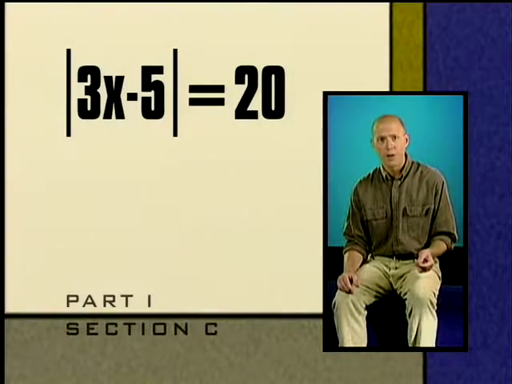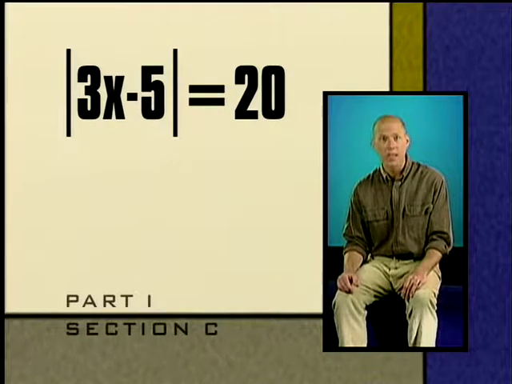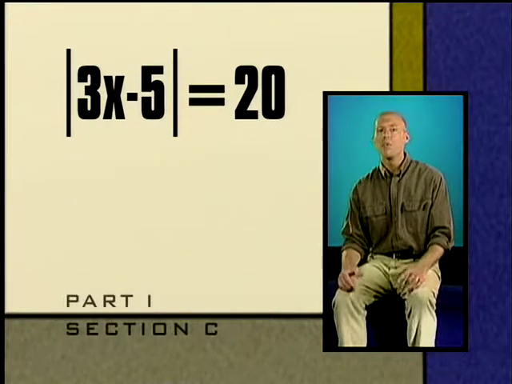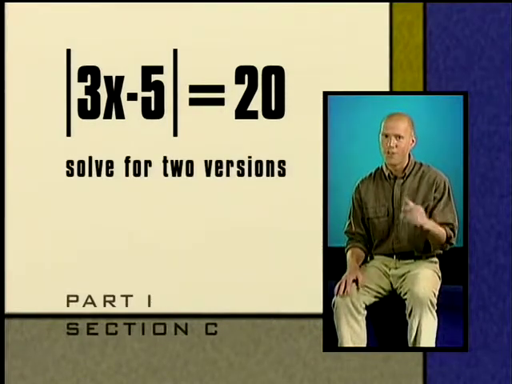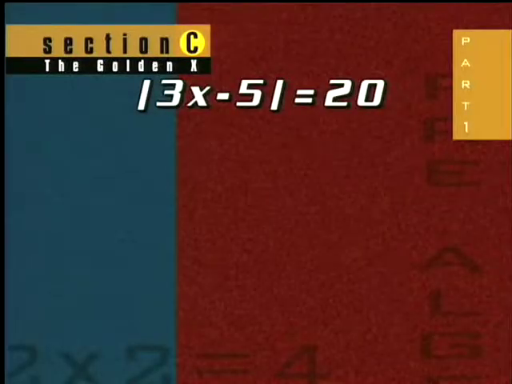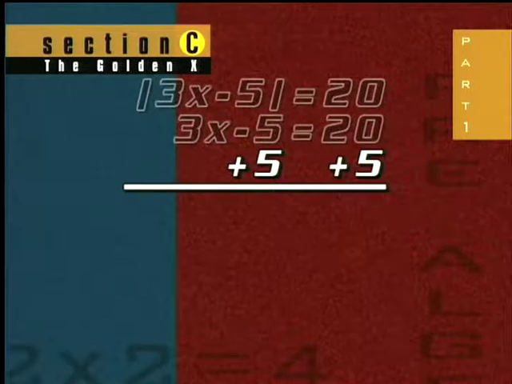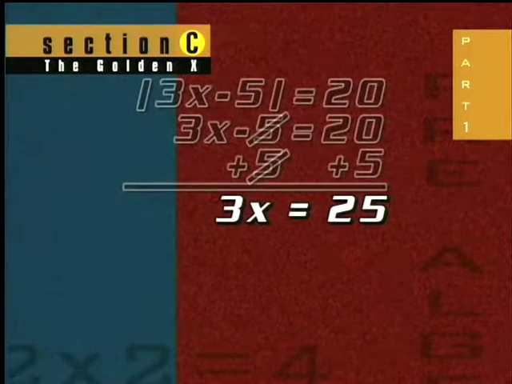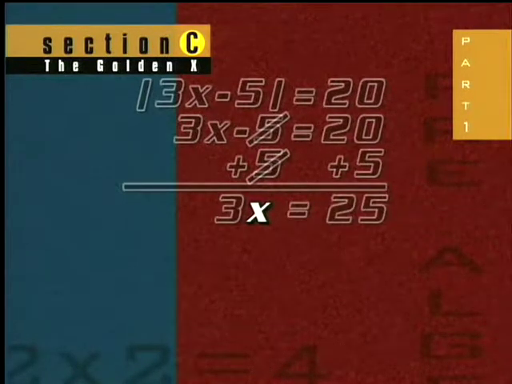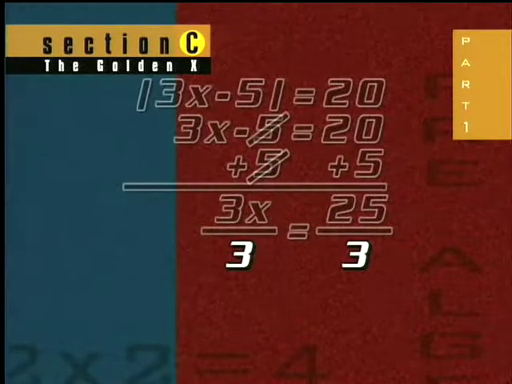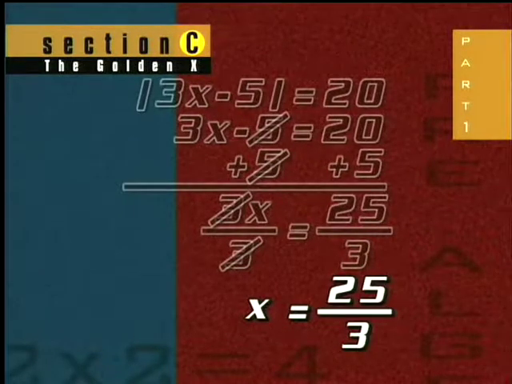We're going to do one more example with absolute value equations. Say you've got the absolute value of 3x minus 5 equals 20. Remember, we've got to solve for two versions. You know the drill. First, let's do the positive: 3x minus 5 equals 20. Let's add a 5 to each side to get 3x equals 25. In order to get x all alone, we divide by 3, which gives us x equals 25 divided by 3.